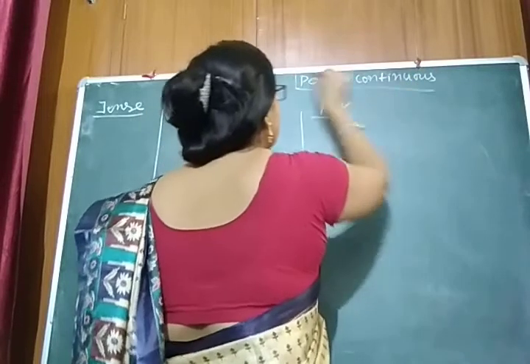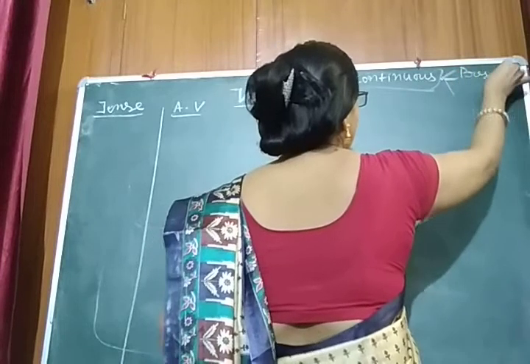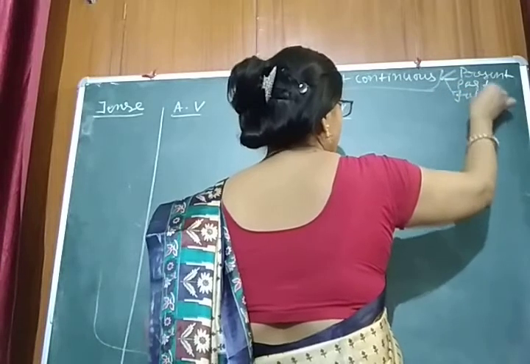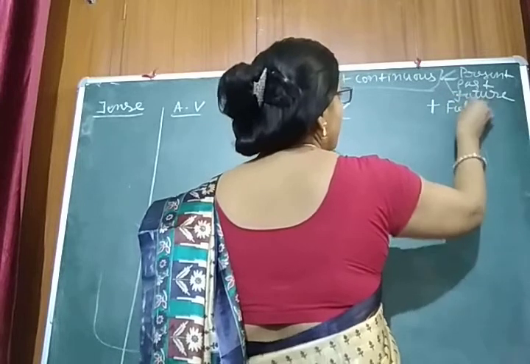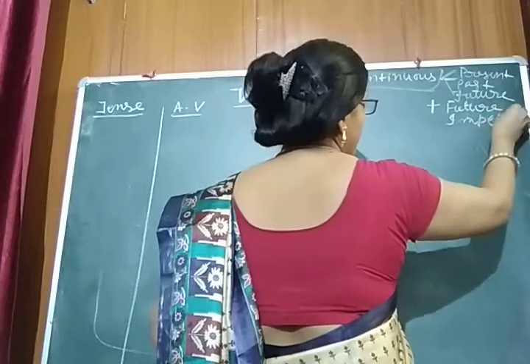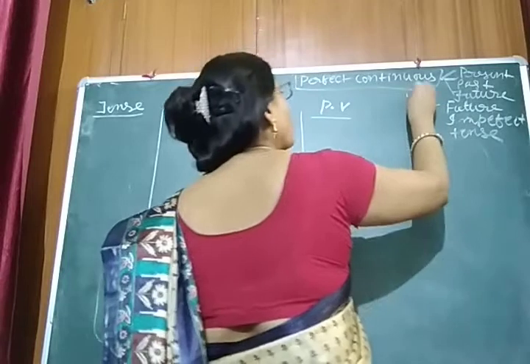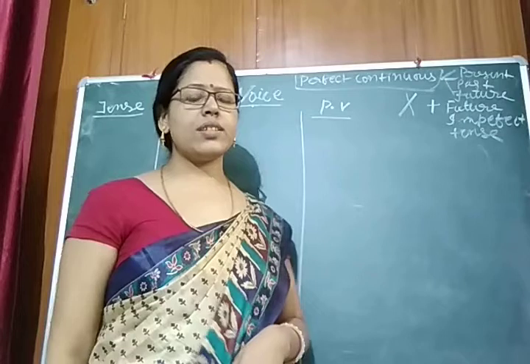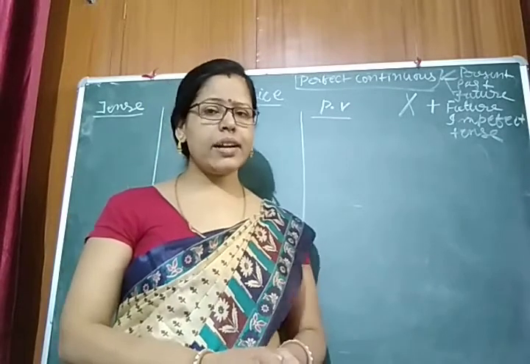Here, present, past, future, and plus future imperfect tense. No voice. That means a total of 4 tenses are there whose voice you don't have to study, because we can make voice of only 8 tenses.